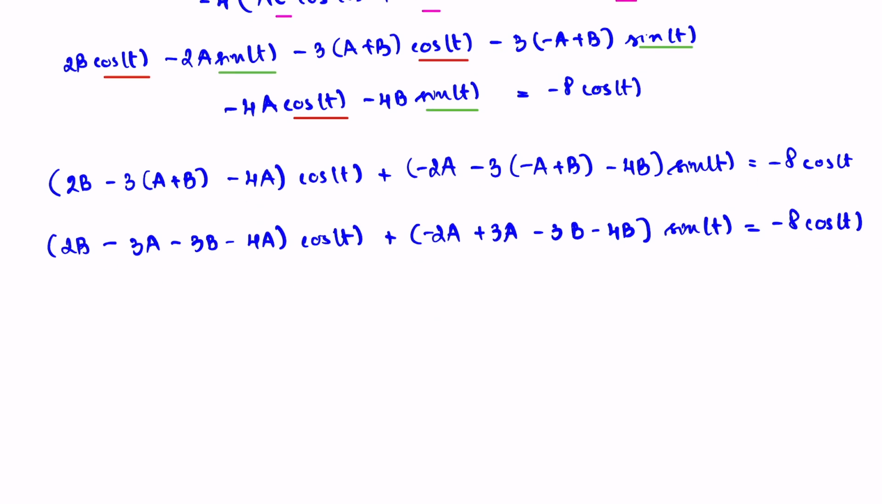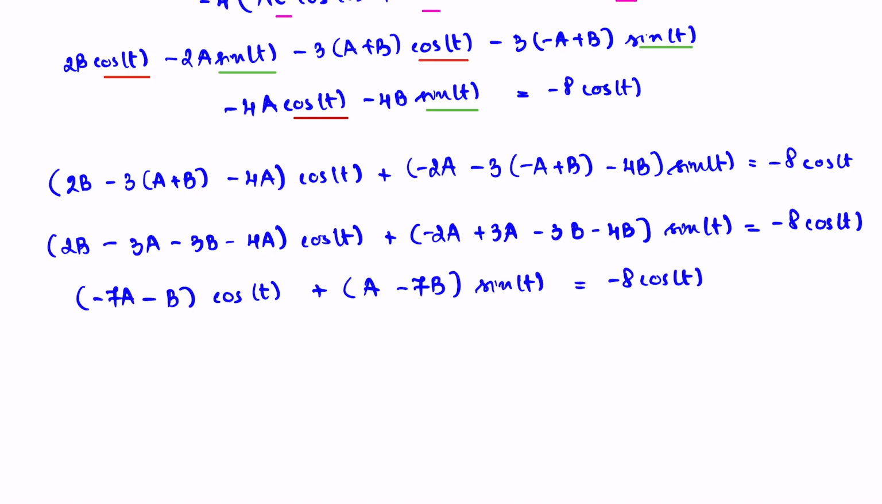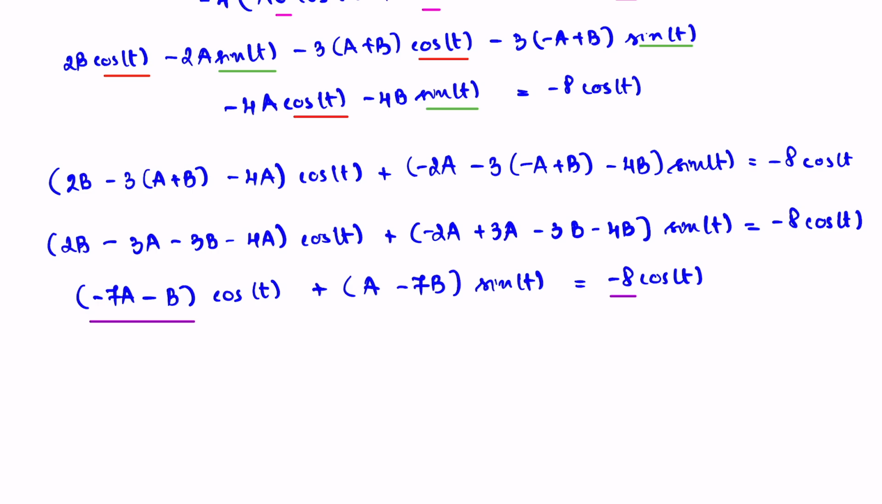Simplifying the coefficients again, you get negative 7a minus b times cosine of t plus a minus 7b times sine of t equal to negative 8 times cosine of t. Now you match the coefficients on both sides of the equation, and you get negative 7a minus b equal to negative 8, because you have cosine of t on both sides, so you match the coefficients of each term.